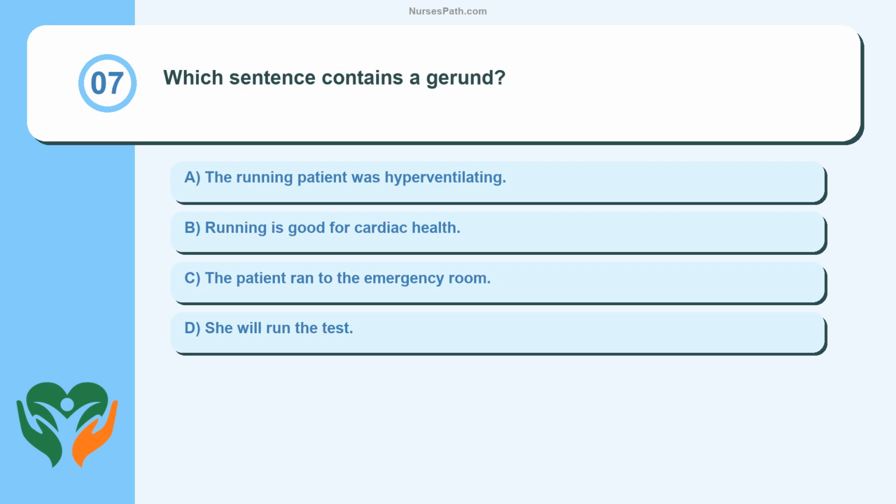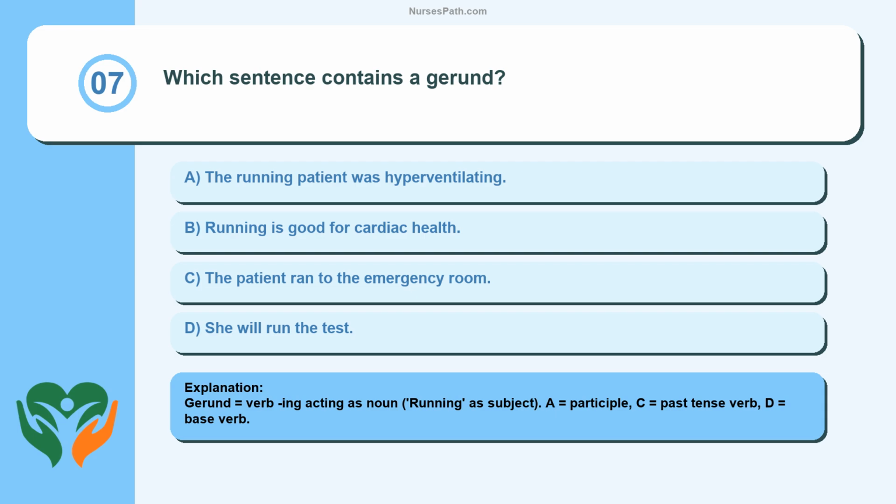Question 7. Which sentence contains a gerund? The running patient was hyperventilating. Running is good for cardiac health. The patient ran to the emergency room. She will run the test. A gerund equals a verb ending in -ing acting as a noun, with running as the subject. A equals participle, C equals past tense verb, D equals base verb.